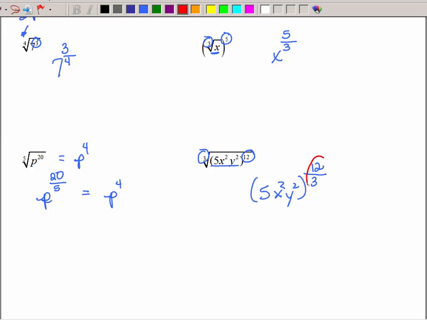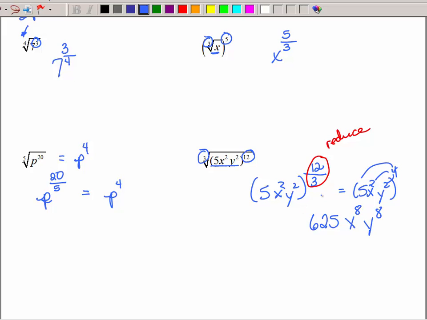Just like the last problem, we can reduce that fraction. So we have 5x squared, y squared, raised to the 4th power, and we could simplify that even further because we can distribute that 4th power to everything inside here. 5 to the 4th power is 625. We're going to multiply those exponents, multiply those exponents. So this is a very easy lesson.